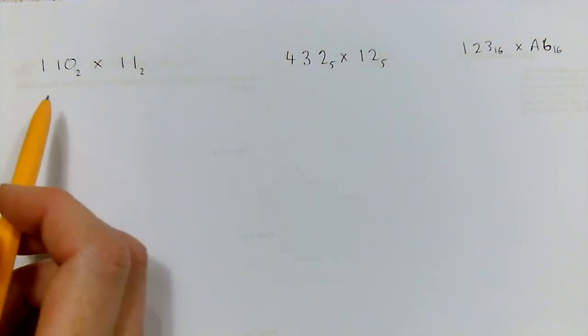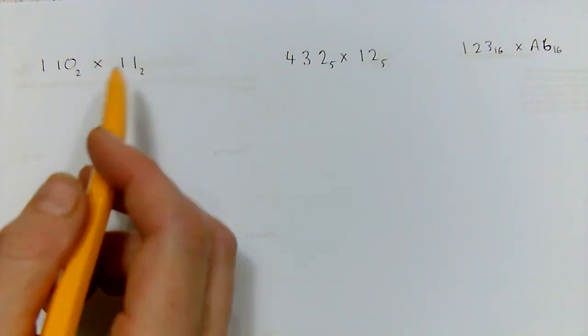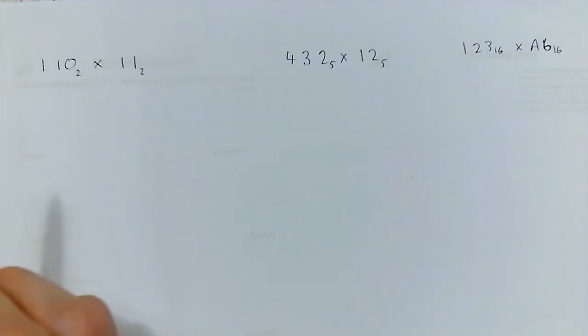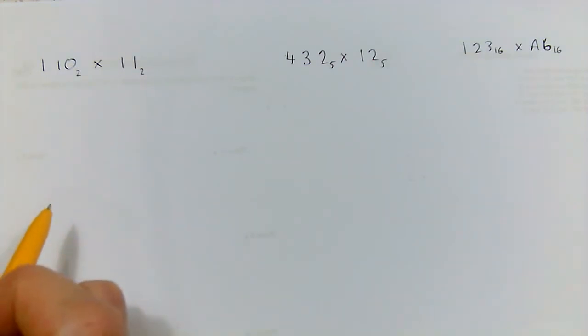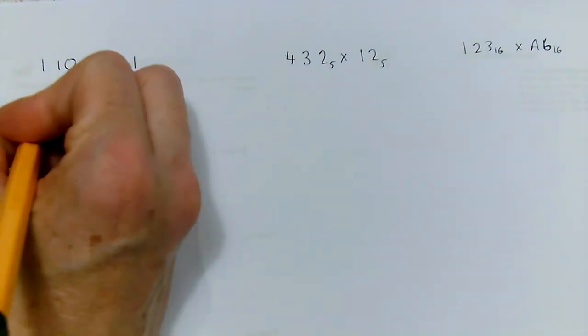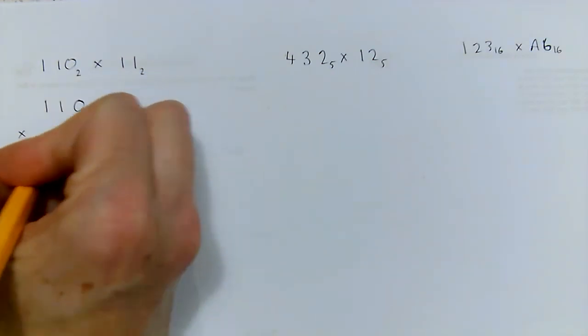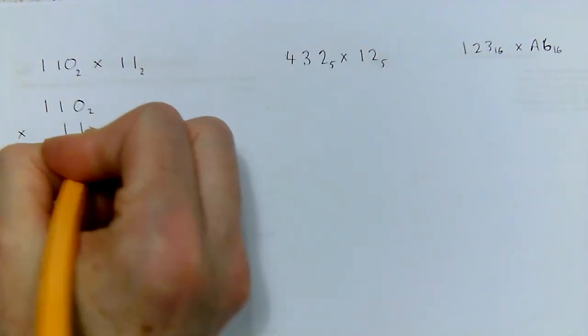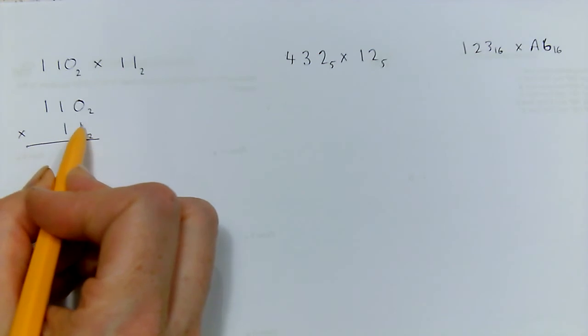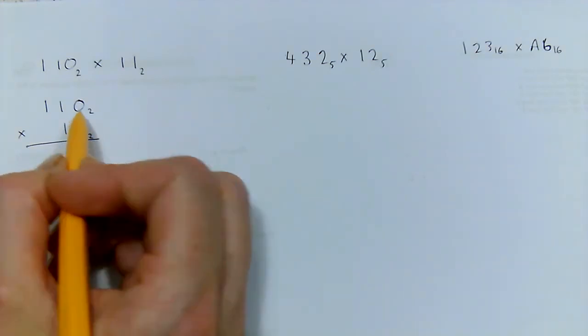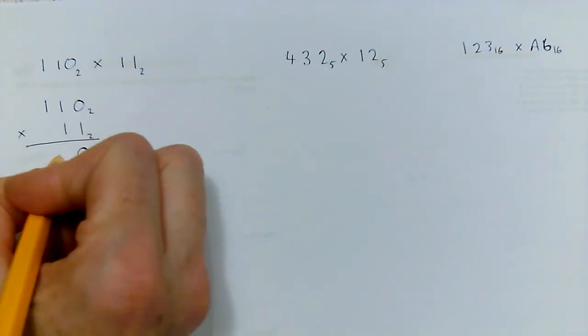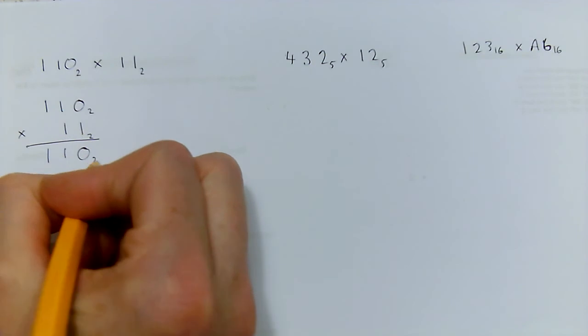I'm going to do some multiplication in different number bases. So we'll start with binary, and I'm going to do the traditional column method at the moment. So we've got 1, 1, 0 multiplied by 1, 1. So as usual, we start from our smallest place value. So we've got 1 times 0, 1 times 1, 1 times 1.